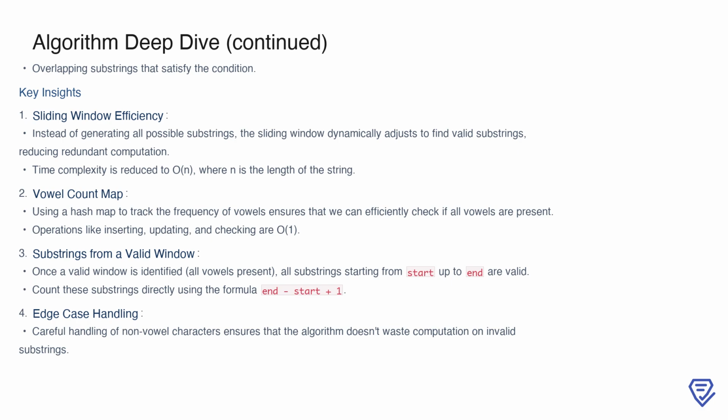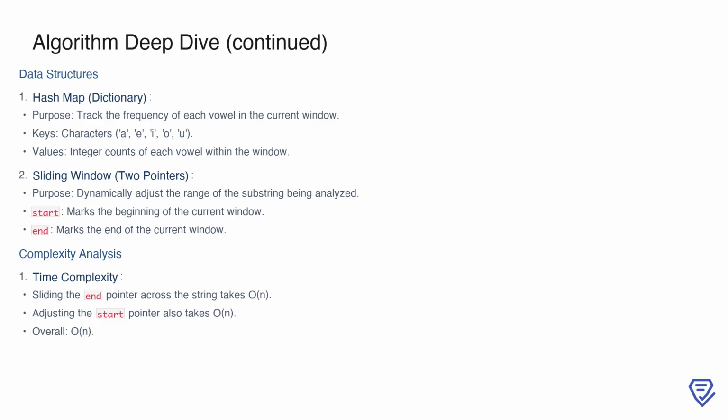By ensuring that non-vowel characters are handled properly, the algorithm is robust against edge cases, such as substrings that become invalid due to the presence of non-vowel characters. The algorithm relies on 2 key data structures. First, a hash map is used to track the frequency of each vowel in the current window. The keys represent the vowels A, E, I, O, U, and the values store their respective counts. This allows us to efficiently check the presence of all vowels within the window.